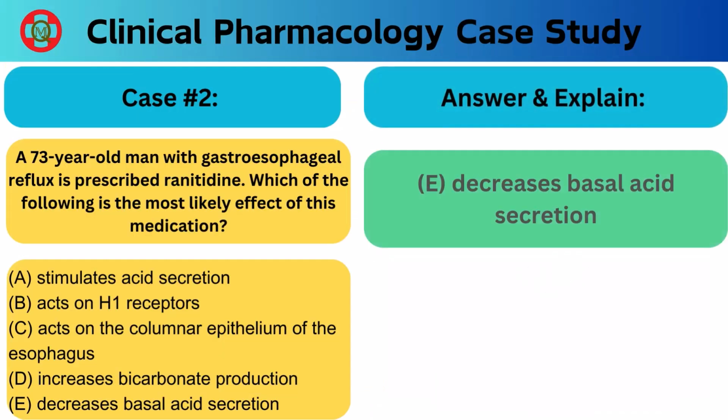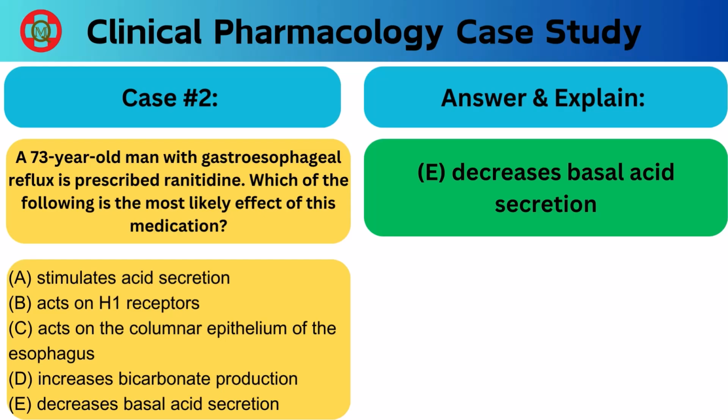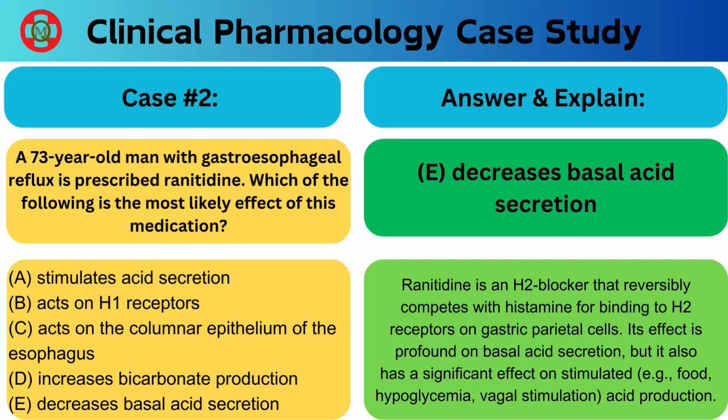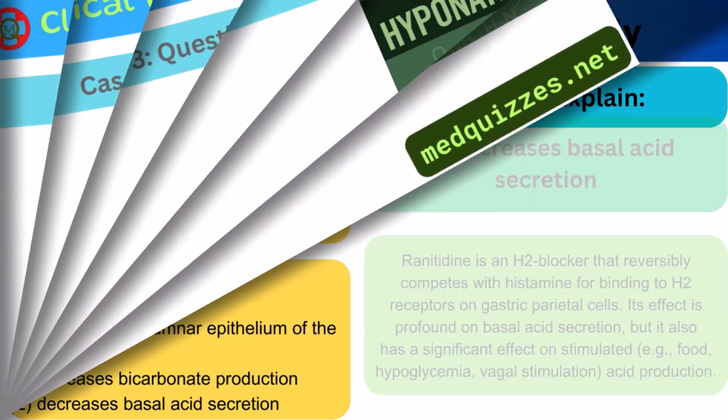The correct answer is E. Decreases basal acid secretion. Explanation: Ranitidine is an H2 blocker that reversibly competes with histamine for binding to H2 receptors on gastric parietal cells. Its effect is profound on basal acid secretion, but it also has a significant effect on stimulated acid production, e.g., food, hypoglycemia, vagal stimulation.